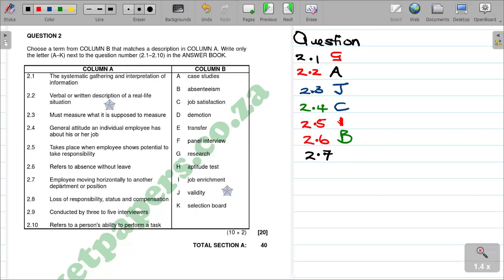2.7. Employee moving horizontally to another department or a position. We call it transfer. It is a transfer. Meaning to say, the employee will keep his position in a different department, right? So let's go to 2.8.